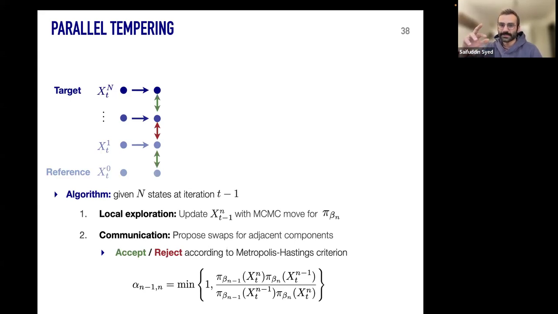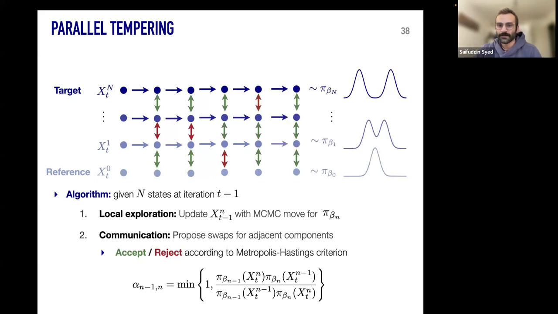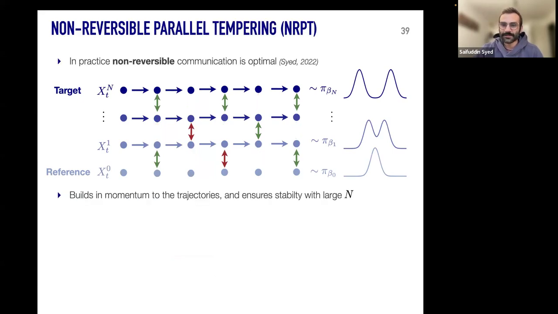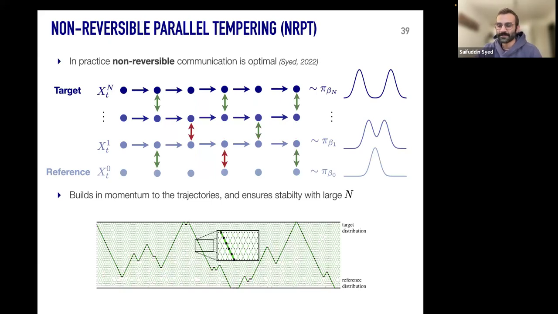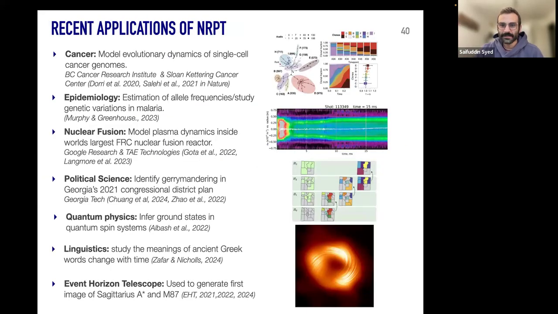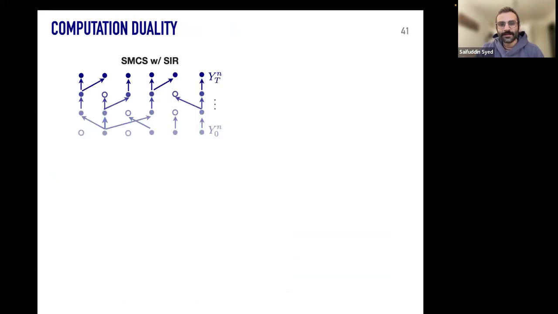So essentially, instead of using importance sampling as a way of keeping correctness, we're using Metropolis-Hastings. Then you can repeat this over and over again until you get a particle approximation across all the different distributions. In practice, what you want to do is not swap every iteration. You want to actually do this deterministic odd-even swap, which is a non-reversible communication that leads to stability when you have a large number of distributions as well. This has been applied in a variety of contexts, and it is also competitive right now with the state of the art of SMC samplers.